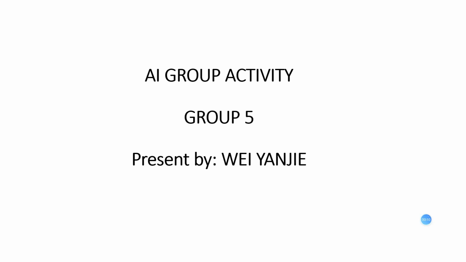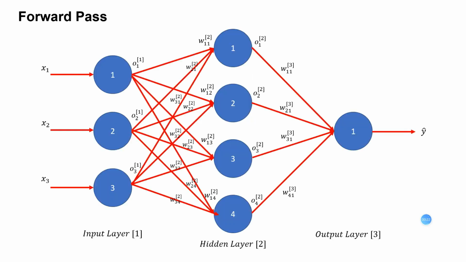Today I will represent group 5 to do the AI group activity. And here I want to explain why I didn't show my face, because the software which I use cannot show the face but can only do the screen record. That's why. So today, first I will explain the forward pass.